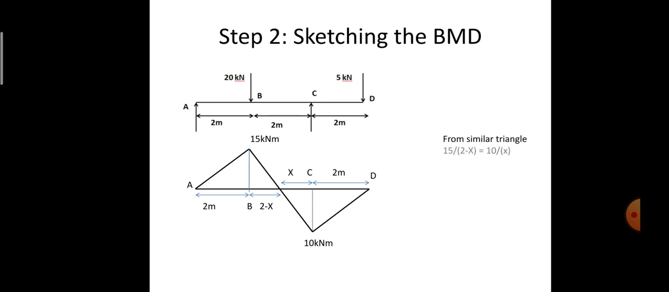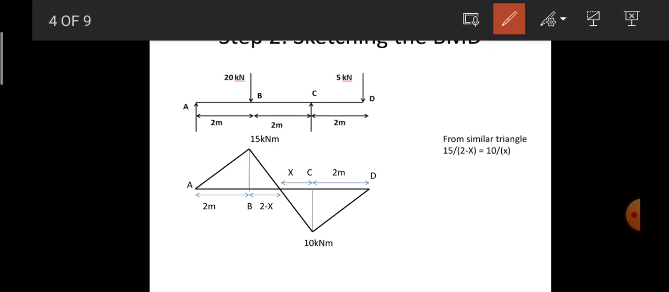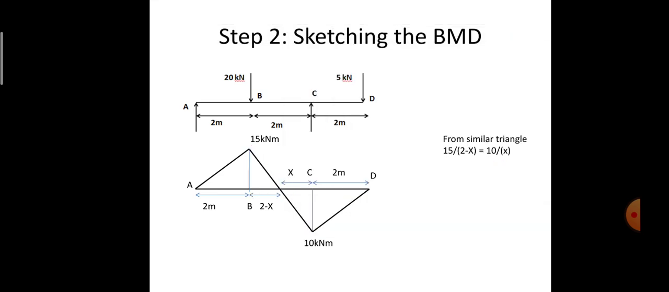That is this triangle with base equal to 2 minus x, and the other with base equal to x. So it is 15 divided by 2 minus x is equal to 10 divided by x. Here 10 is in the negative direction, but since it is the calculation of distance, we can neglect the negative sign.